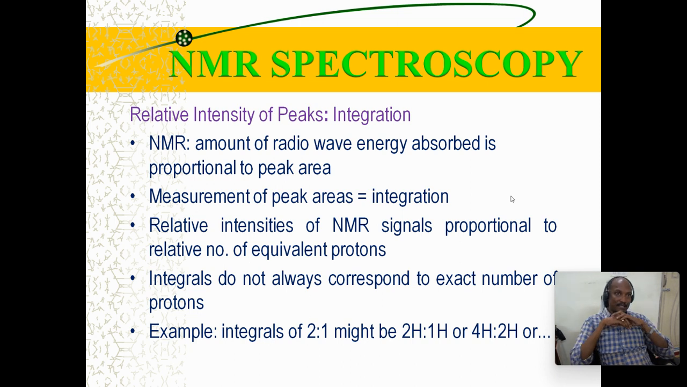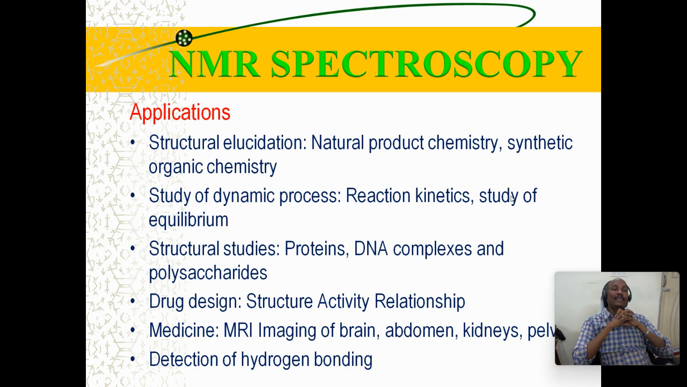Integrals do not always correspond to the exact number of protons. Suppose the integrals are in a ratio of 2 to 1; that might be considered as 2 protons to 1 proton. Like that, the integration can be achieved. Here, one more important aspect is NMR spectroscopy. Popularly the abbreviation is NMR. In detail, it is called nuclear magnetic resonance spectroscopy.